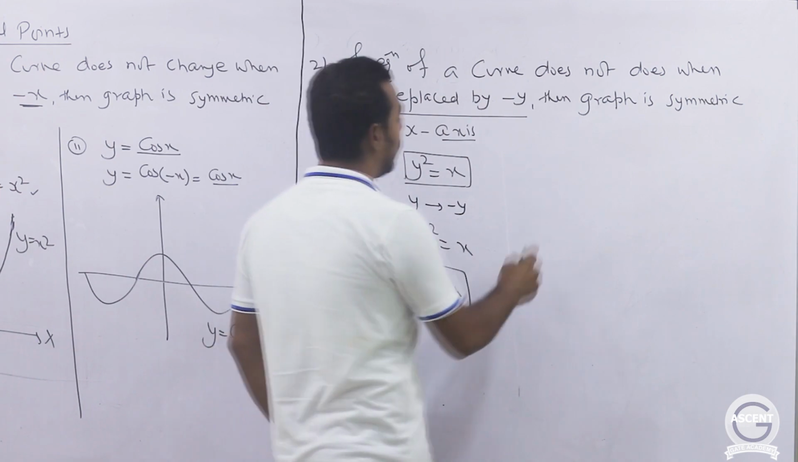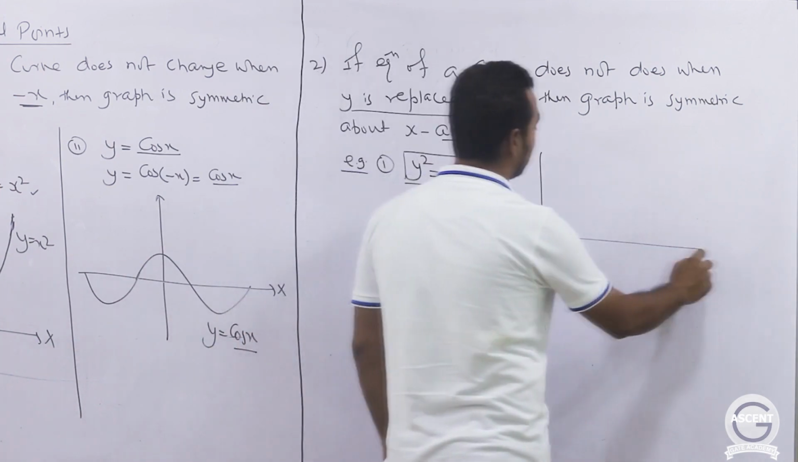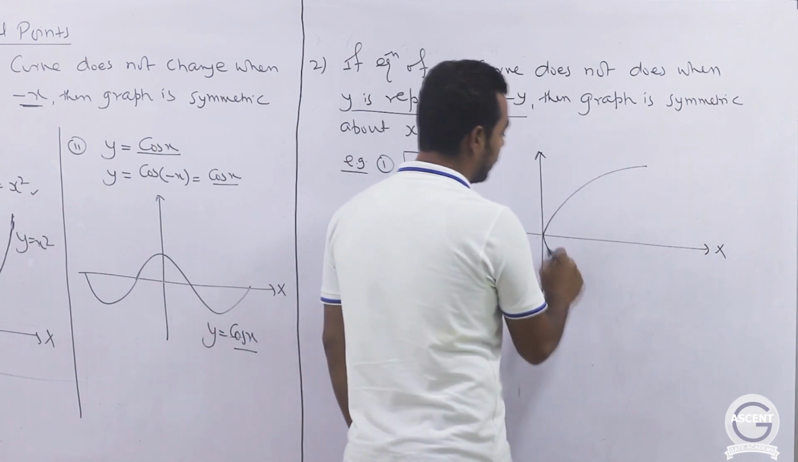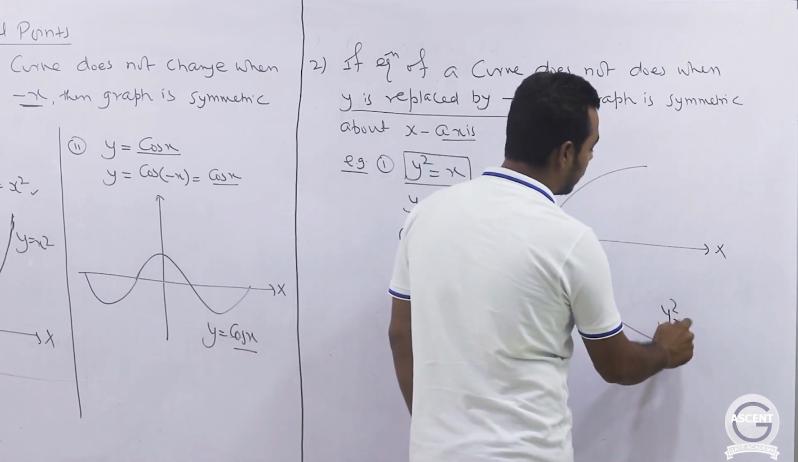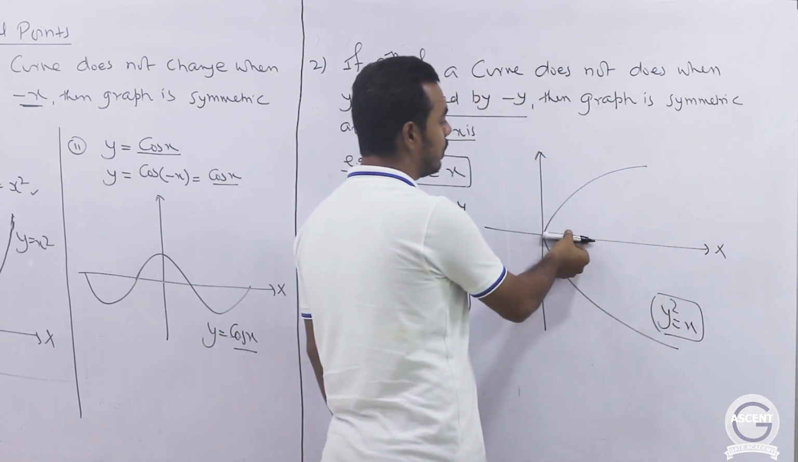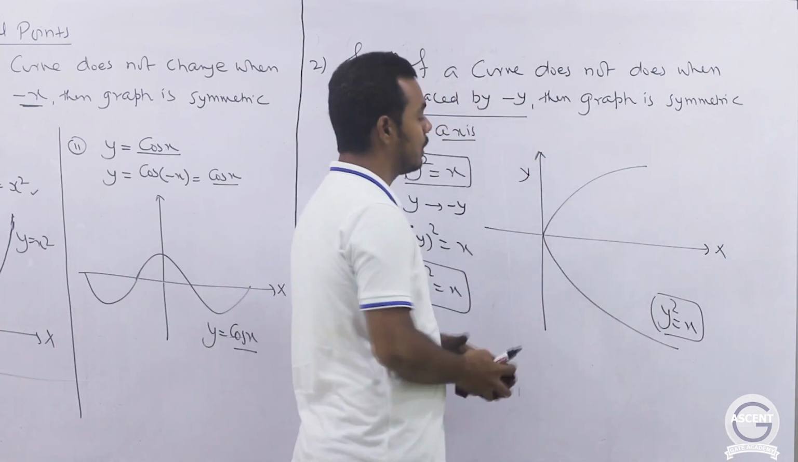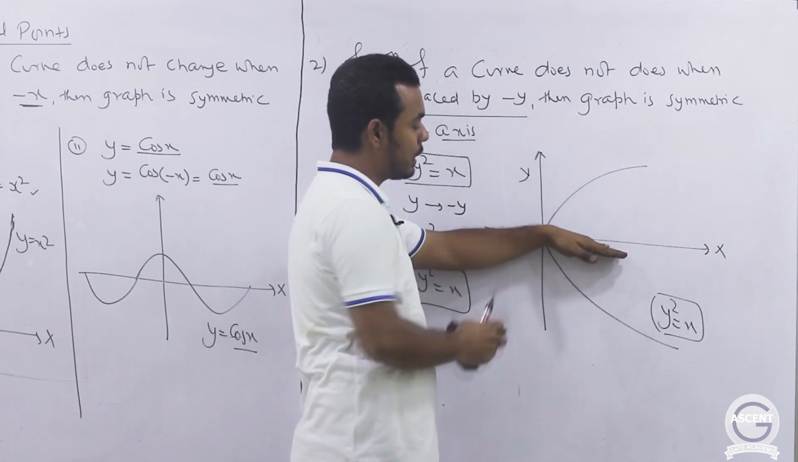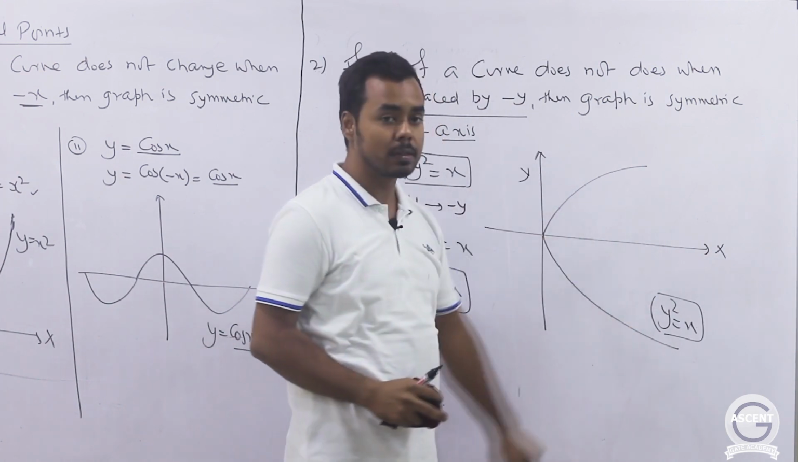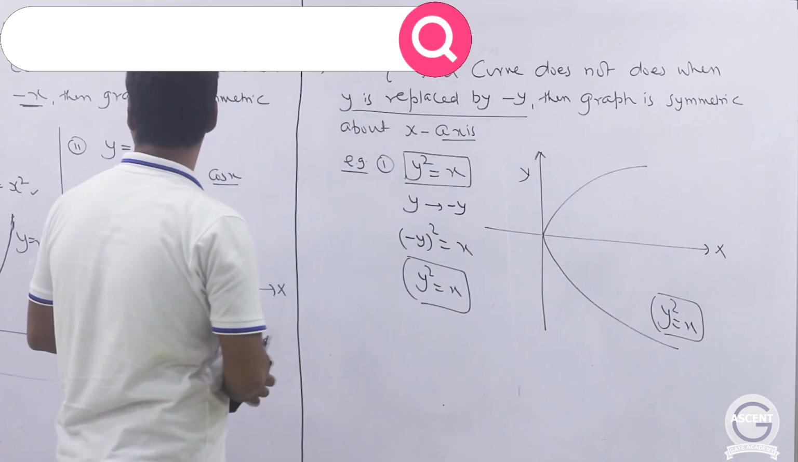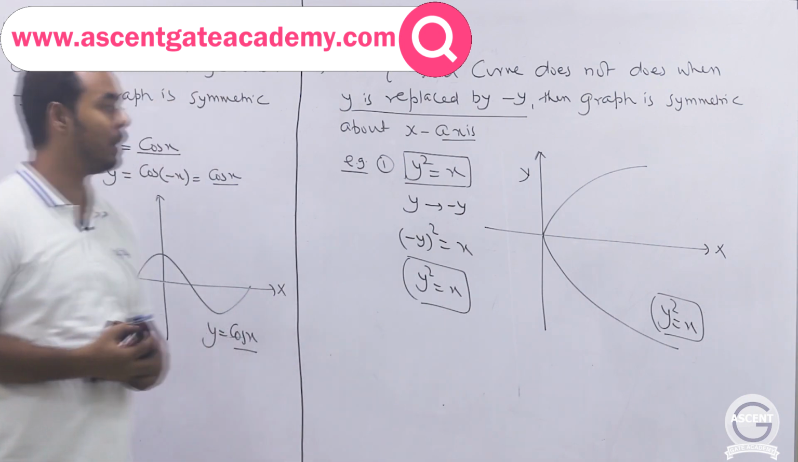And we all know that this is nothing but the graph of our right-handed parabola. This will be the graph of the function y square equals x. Now if you see carefully, this graph is symmetric about this x-axis, right? If we take the image of the portion of the graph which is above x-axis, then we will get the portion of the graph which is below x-axis. So these were the first 2 points related with the graph of any function.